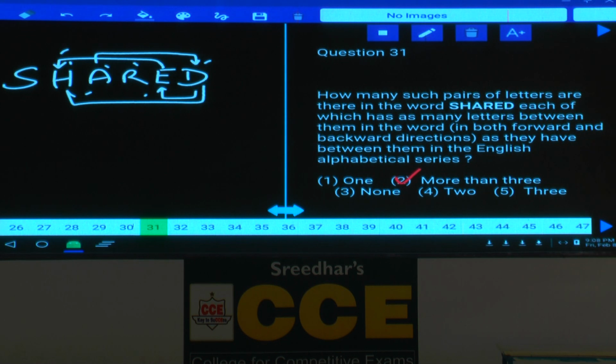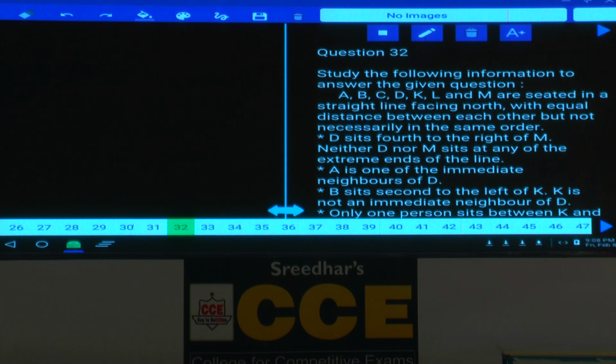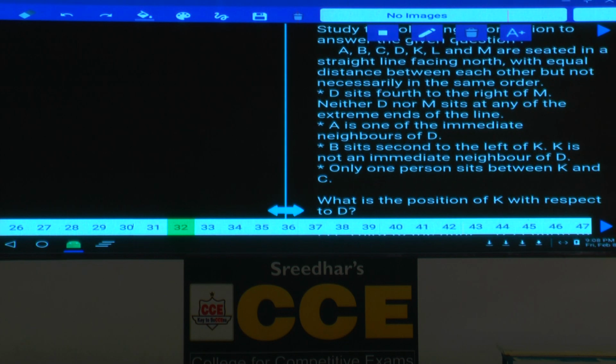Now, this is about question number 31. Then from 32 onwards, question numbers 32 to 36. A, B, C, D, K, L, M. How many persons are there? There are 7 persons: 4, 5, 6 and 7. A, B, C, D, K, L, M are seated in a straight line facing north with equal distance between each other, but not necessarily in the same order.